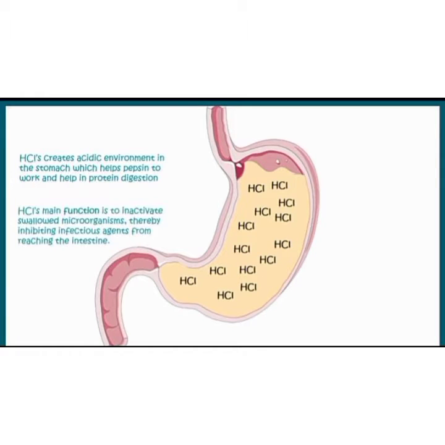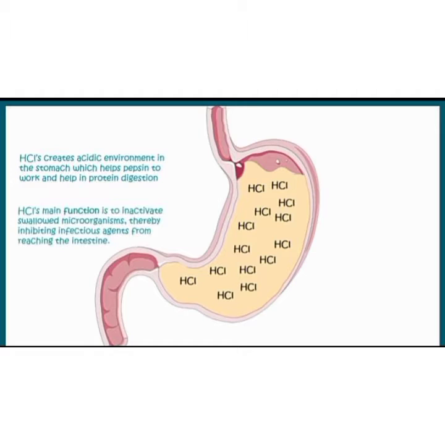In this video we are going to discuss how HCl is created in your stomach and how it helps in the digestion of food. So what is the function of HCl that is released in the stomach? HCl creates an acidic environment in the stomach and helps pepsin to work and aid in protein digestion.